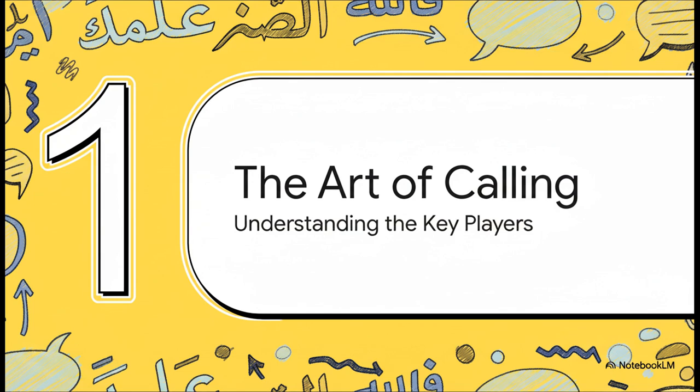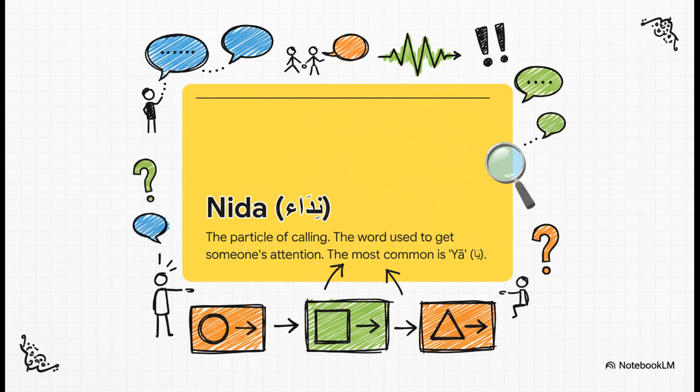Okay, before we jump into the actual rules, we need to get to know the two main characters in this story. You've got the tool you use to call someone, and then you have the person or thing that's actually being called. First up, we have the nida. Now, just think of this as the particle of calling. It's the word you use to grab someone's attention.